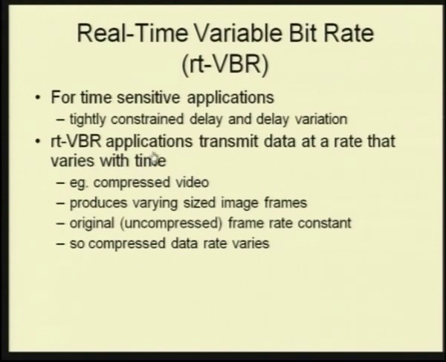Now, RT-VBR applications transmit data at a rate that varies with time. Examples of applications which typically use this are compressed video, because when we compress the video, sometimes you have more data to be transmitted, sometimes less. So, there is a variable data rate. It produces varying sized image frames. Typically the original frame rate is constant, the uncompressed frame rate is constant, but the compressed data rate will vary. For these kinds of compressed video applications, we make use of the real time VBR service category.